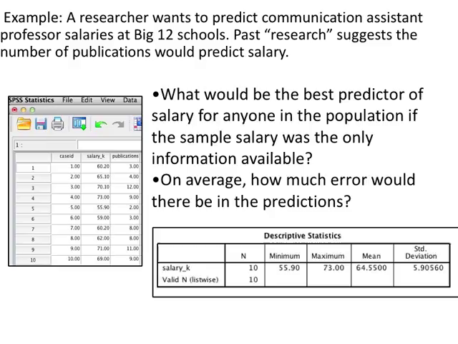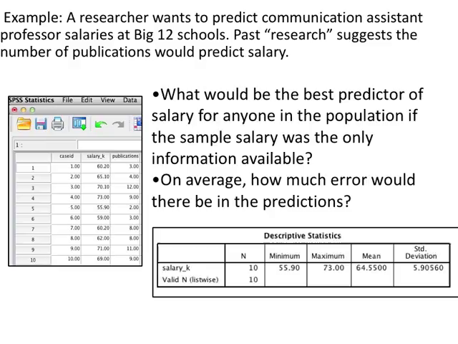And so the question is how much error would there be in our predictions? If we said, we're just going to use the salary mean, and everybody gets that, regardless of any other information we know about the person, how much error would we have in our predictions? How accurate would our predictions be? That is the question I'm asking here. We could come back to this and derive it from the table of descriptive statistics that I have there, but by itself right now, it won't get us there.